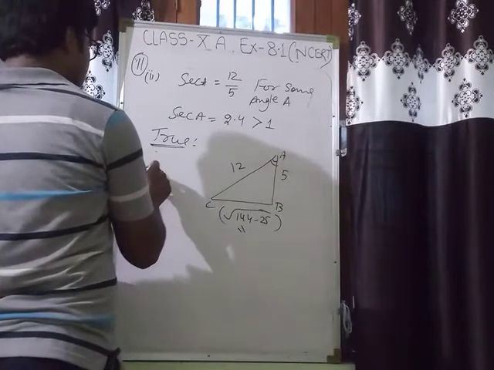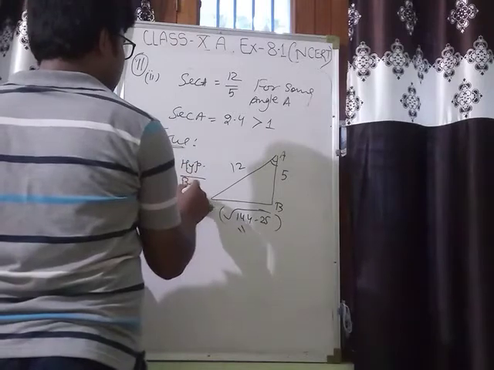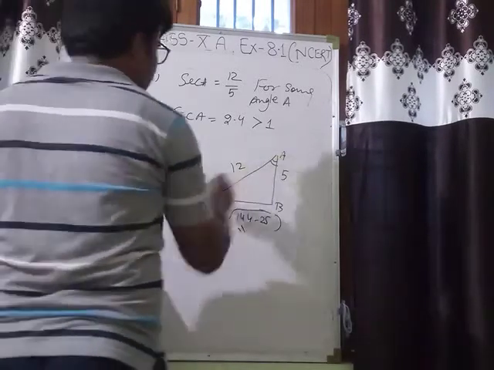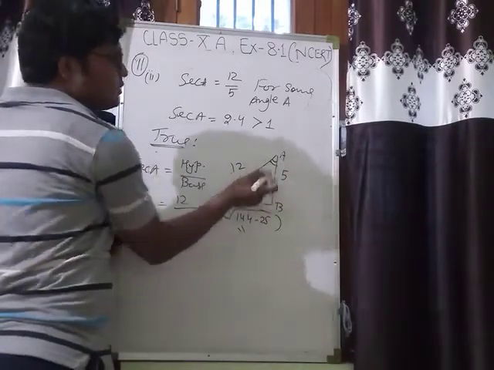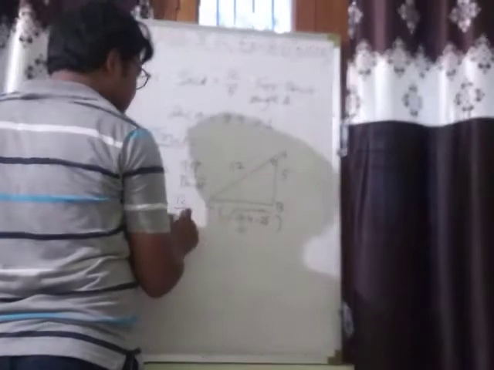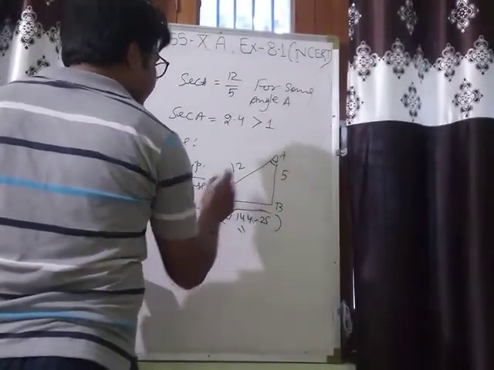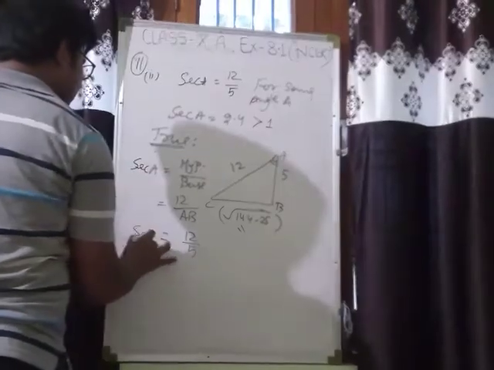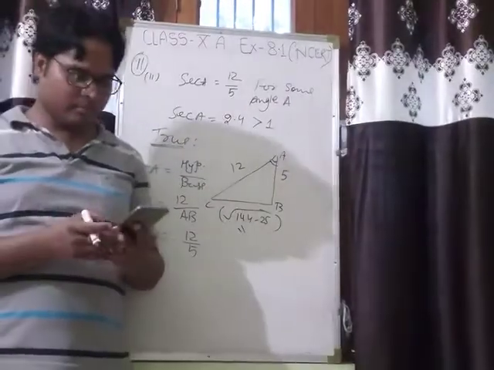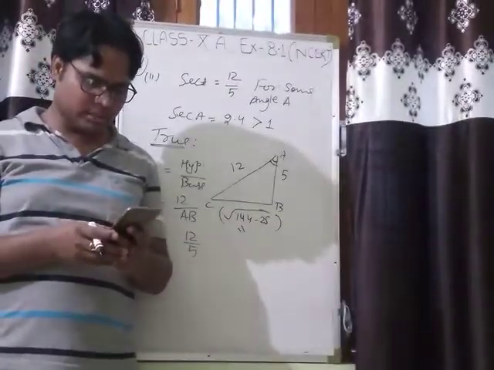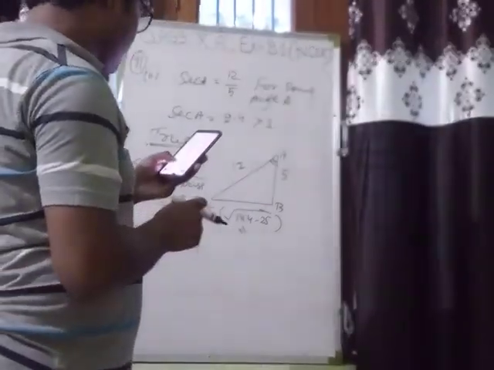So sec A is equal to what? Sec A is hypotenuse upon base. In this case hypotenuse is 12 and base is, because we are talking about angle A, the side adjacent to this, that is AB, so this will be 12 upon 5. So sec A takes the value 12/5 because it is more than 1, and sec can take values more than 1, no problem there. Now third one.